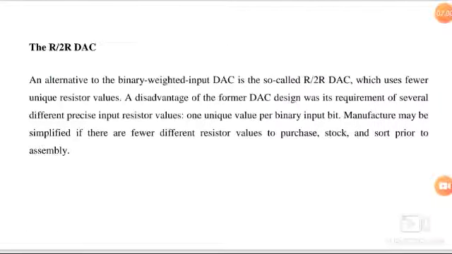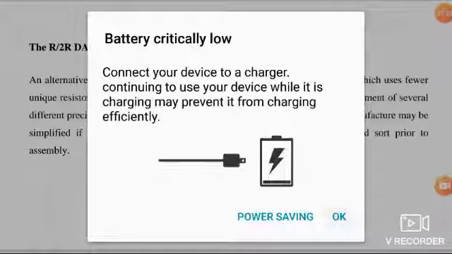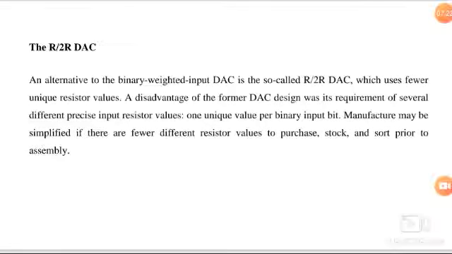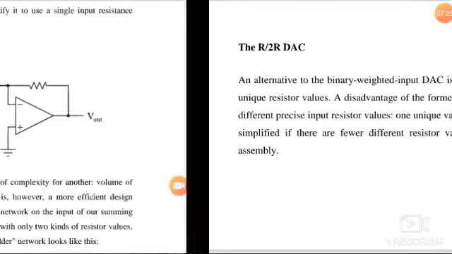The R-2R DAC, an alternative to the binary weighted input DAC, uses only two unique resistor values. A disadvantage of the former DAC design was its requirement of several different precise input resistor values, one unique value per binary input. Manufacture may be simplified if there are fewer different resistor values to purchase, stock, and sort prior to assembly.